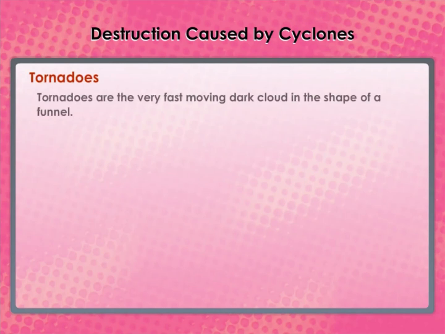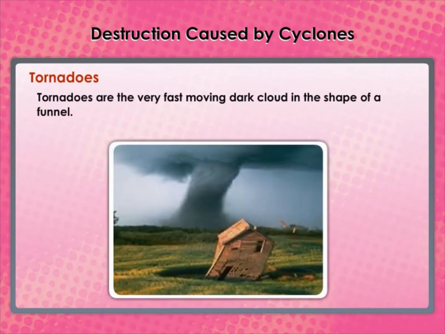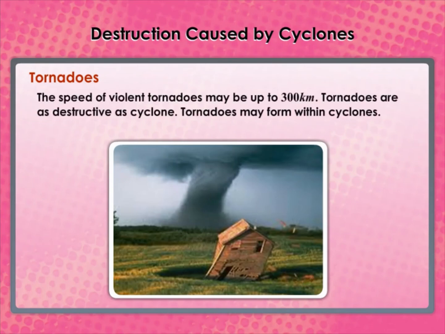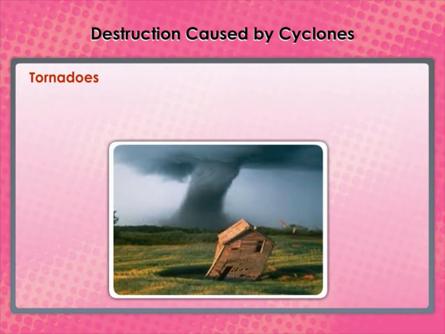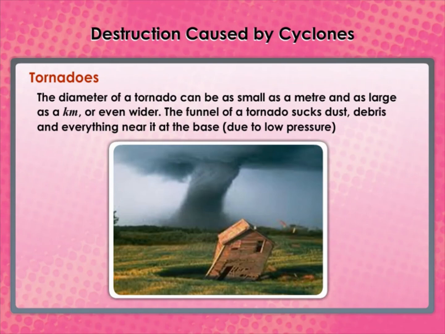Tornadoes. Tornadoes are very fast-moving dark clouds in the shape of a funnel. The speed of violent tornadoes may be up to 300 kilometers per hour. Tornadoes are as destructive as cyclones. Tornadoes may form within cyclones. The diameter of a tornado can be as small as a meter and as large as a kilometer or even wider. The funnel of a tornado sucks dust, debris, and everything near it at the base due to low pressure.